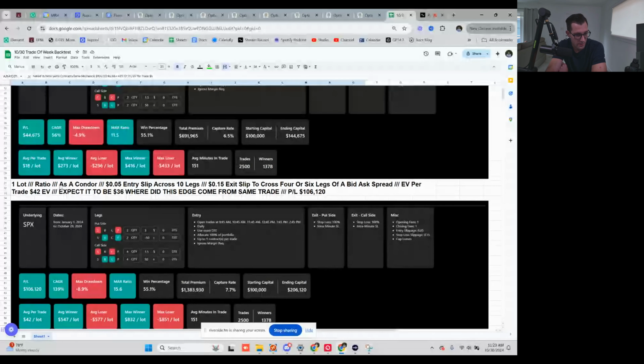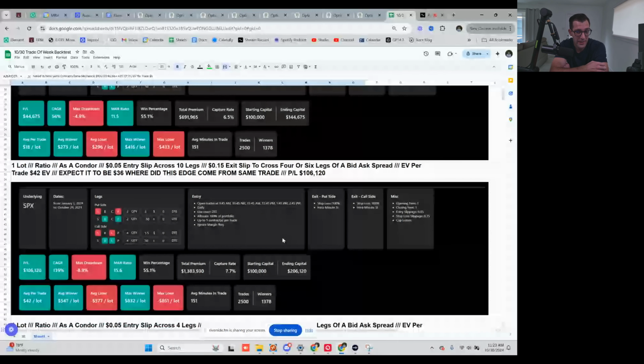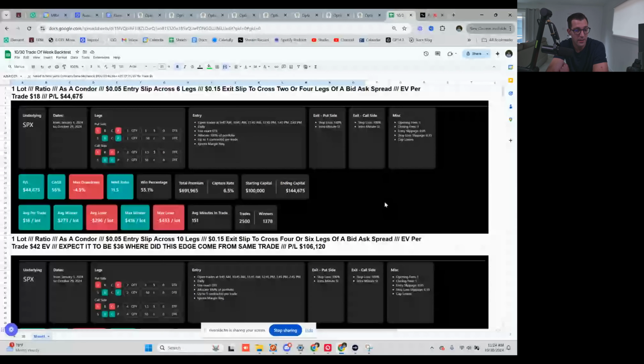So where did all of that edge come from? We would expect an edge of basically $42, which is what we have in the second trade, but we would expect 36 because it's twice of this. How did we get all that edge? Basically what happened, which is not really the case in the market, it happens a little bit on entry slippage, but definitely not on exit slippage. This is basically showing that in order to cross 12 legs, 8 on the call side and 4 on the put side, we're only paying 5 cents of entry slippage. Whereas here, to cross basically 6 legs, we're only paying 5 cents of slippage.